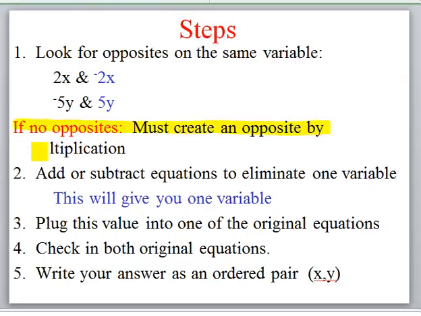So if we don't have any opposites, what we're going to have to do is create those by multiplication. The way we're going to do that is by choosing numbers that when we multiply will give us numbers that will be opposites. And then what we'll do is continue on the same way we did yesterday, where we add the equations together, and then we'll plug that value back into the original and we'll check our answer.